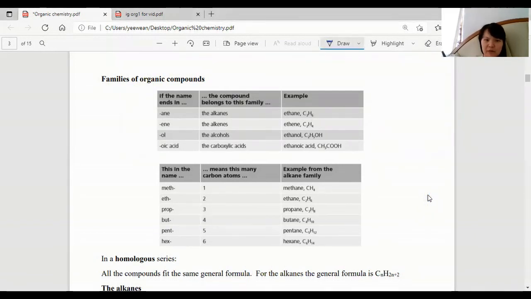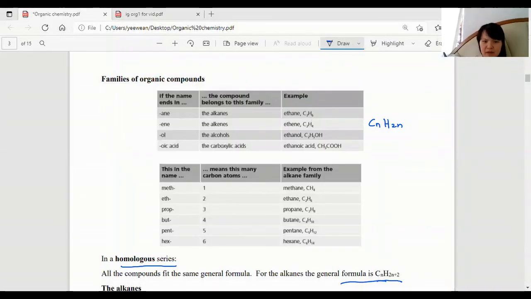Alkenes is from a different family of organic compounds, so it won't show this CnH2n+2. Instead, it's going to show CnH2n. For example, ethene, so C2H4, propene, C3H6, butene, whether it's but-1-ene or but-2-ene, that's C4H8. So it has a different general formula, which is different from alkanes because it's from a different family, a different homologous series.